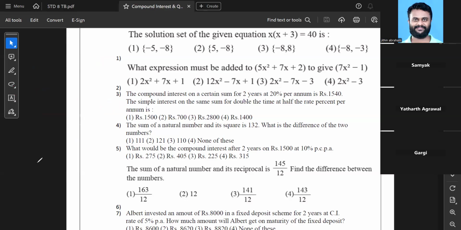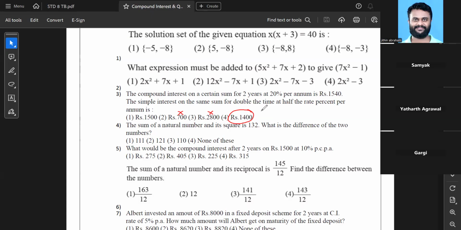Now, what should that difference be? Let me try to figure this out. First of all, I'm very clear that 2800 is definitely not my answer. And I know that my simple interest will be less than 1540, but not very less, which means 700 is also not my answer. It is either 1400 or 1500, either or. So let me consider 1400 and check whether it is matching the situation or not.